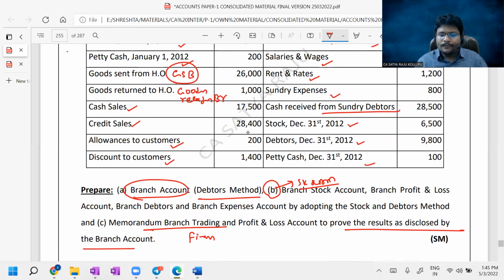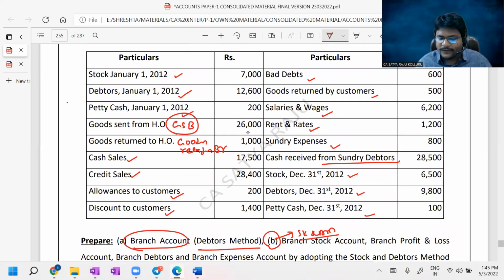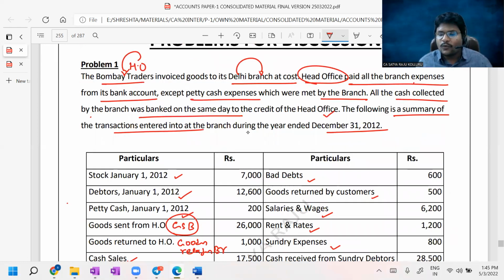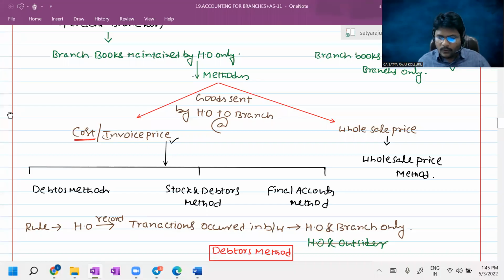Now, let me explain this problem in the debtors method perspective first. In the debtors method, to ascertain profit or loss of Delhi branch, we need to follow the 6-step approach, not the 7-step approach, because nowhere it is mentioned that goods are sent at invoice price. If nothing is mentioned, we can assume that goods are sent at cost price. Now, all of you, please come to my OneNote below.